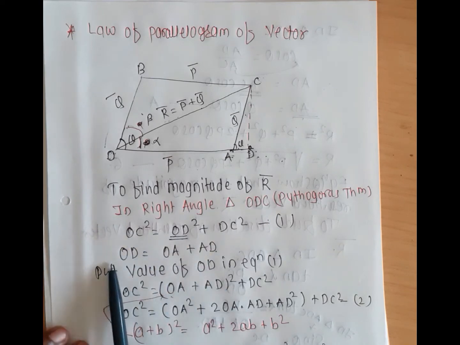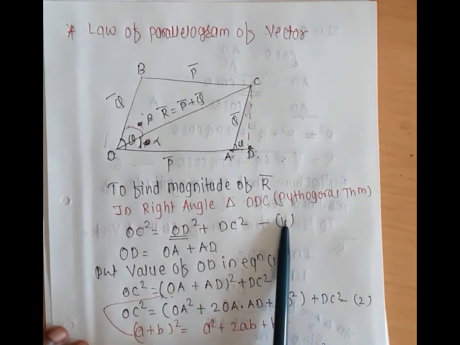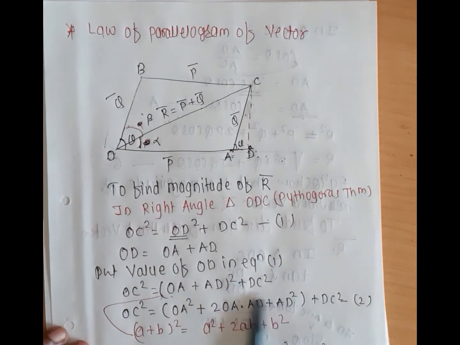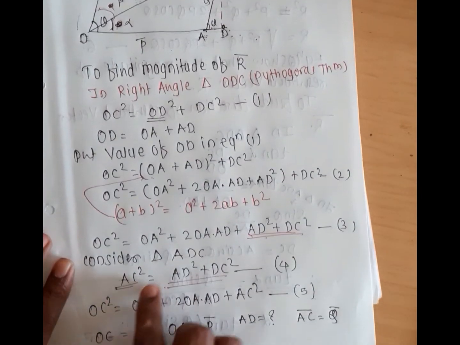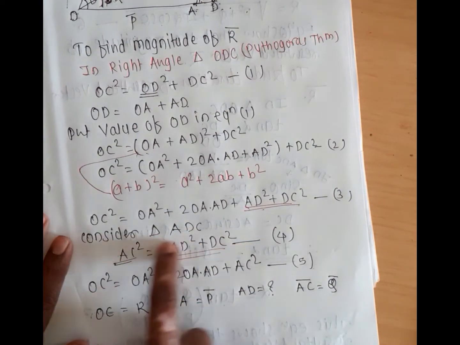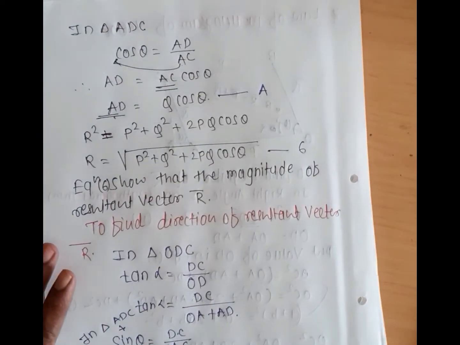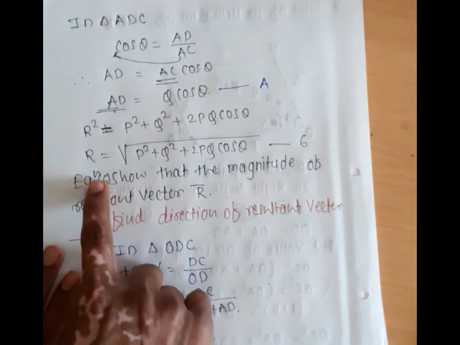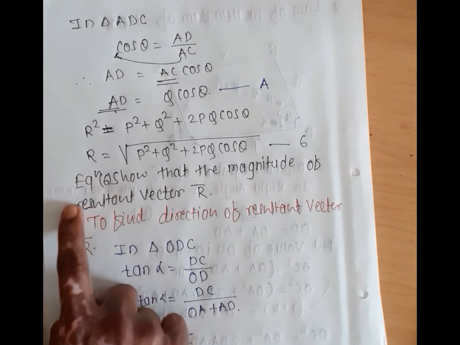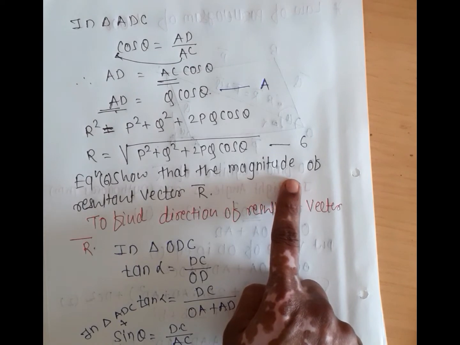After that, you know total OD is what? OA plus AD. Then this value is put in these equations. After that we get these equations, we sort them out, and here we use another triangle, that is ADC. This ADC triangle we use, and again here we apply Pythagoras theorem and we get the values. Then we find some values related to cos theta. Then we find the magnitude of that resultant vector. So now this equation represents what? It is the magnitude of the resultant vector.